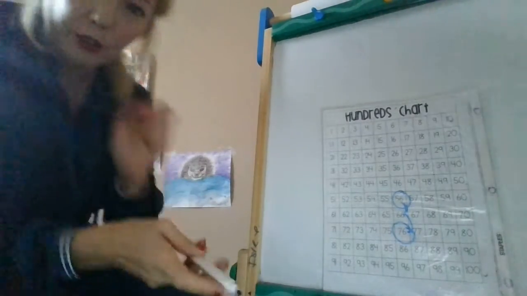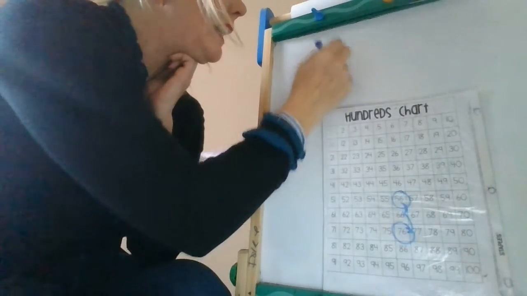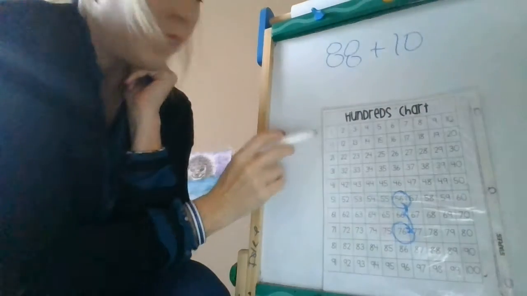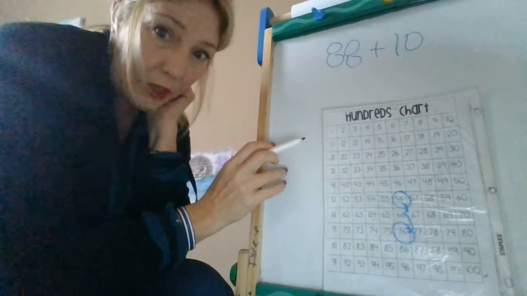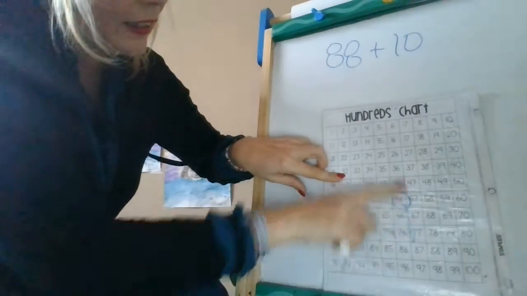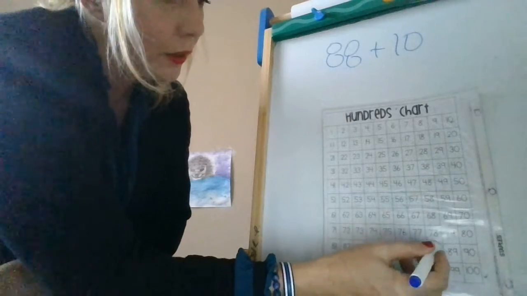I'm going to have a student give me a number between 1 and 100. John, give us a number. Awesome. 88 plus 10. Going to the first column on the hundreds chart, you're going to find the 80s. And there it is. And we go across the row to 88, and we circle 88.